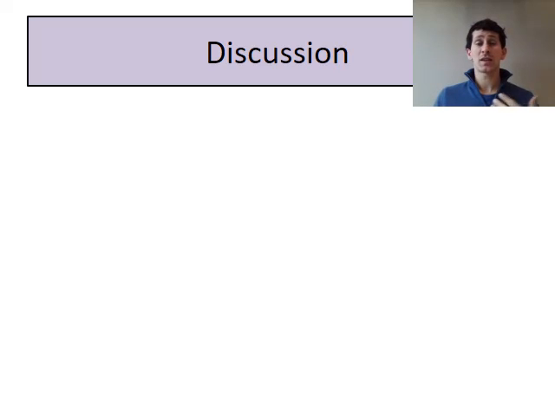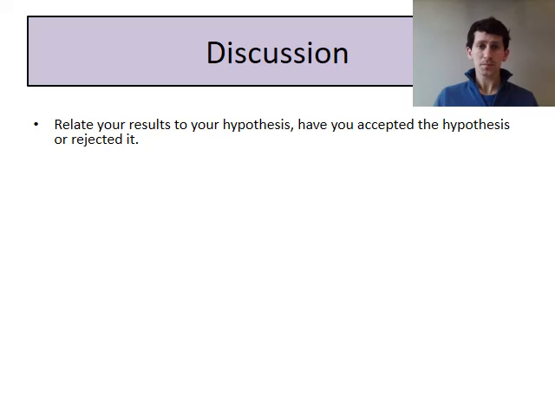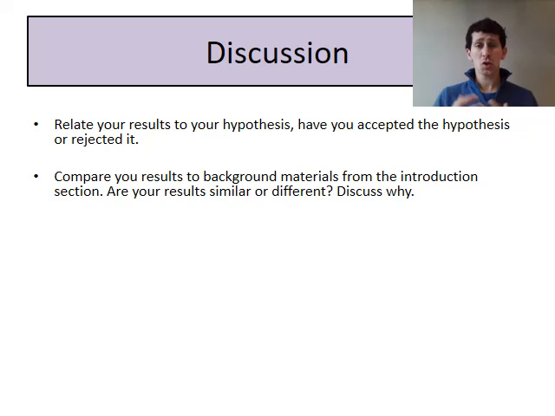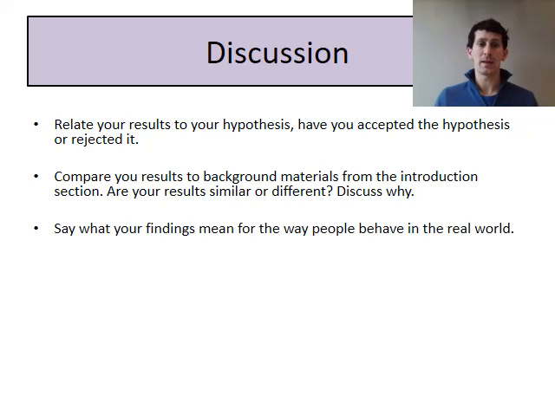Once you've done all that, you've then got the discussion section at the end of the paper. And this relates your findings back to your hypothesis. Have you accepted your hypothesis? Have you rejected it? And you also compare your findings with previous studies that have been done. So the studies you mentioned in your introduction section at the start, you now take your findings and compare them to previous studies. Are they similar? Are they different? And discuss the reasons why that might be. You also have to have some real-world applications for your study. What does it tell us about how we should be behaving in society? What impact will it have on people's lives?